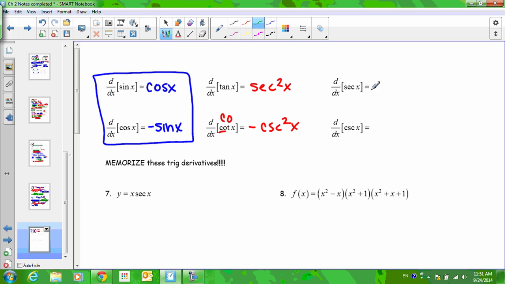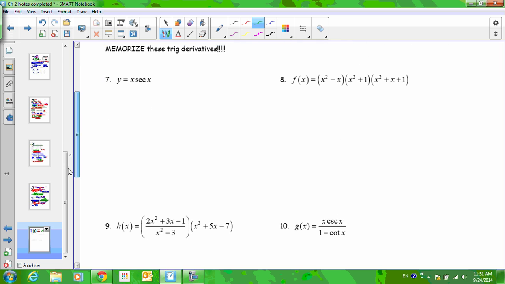We could derive the next one, but I'm going to go ahead and give it to you. It is secant x tan x. Okay, so derivative of secant x is secant x tan x. So the derivative of cosecant x, you're going from here, is negative. Instead of secant, cosecant. Instead of tangent, cotangent. So you do have 4 more, but really you just have 2 and then a pattern. I suggest you use flashcards.